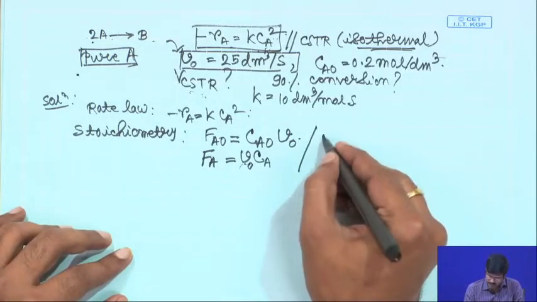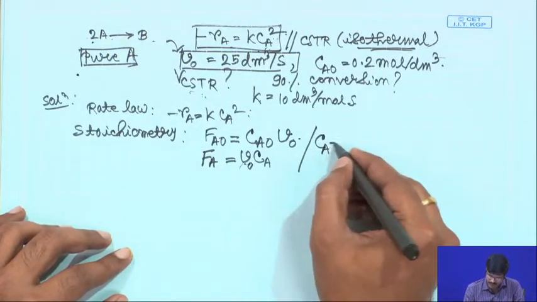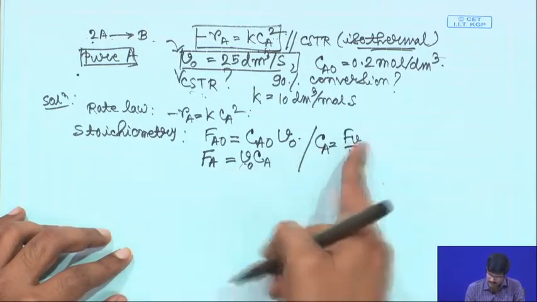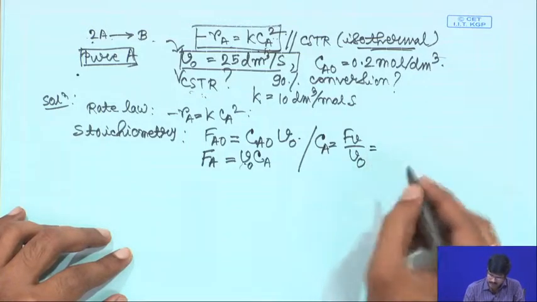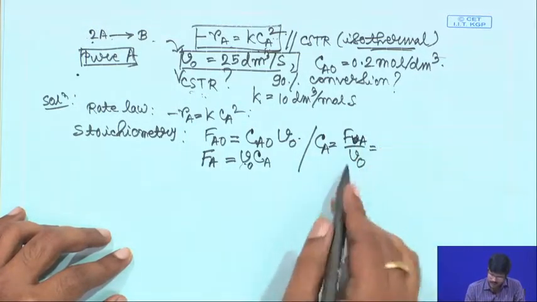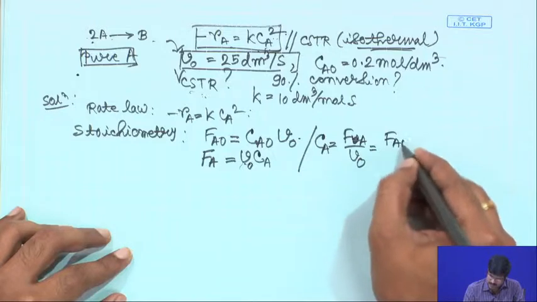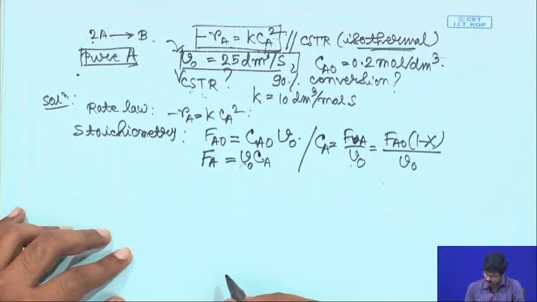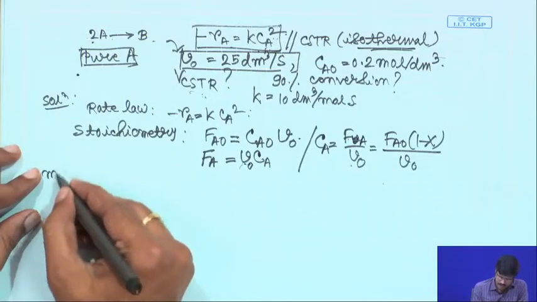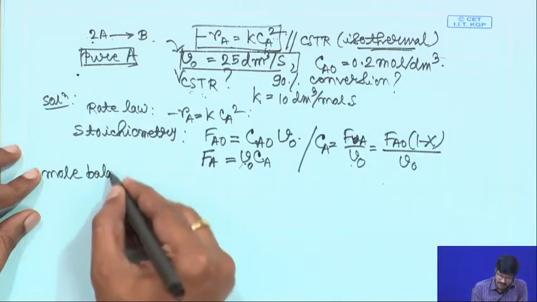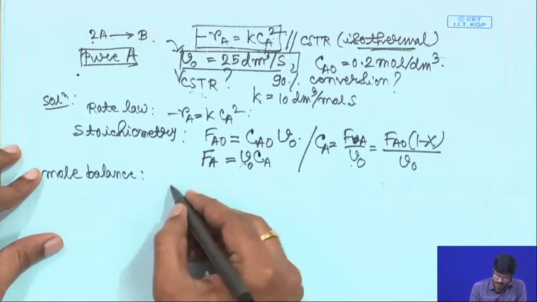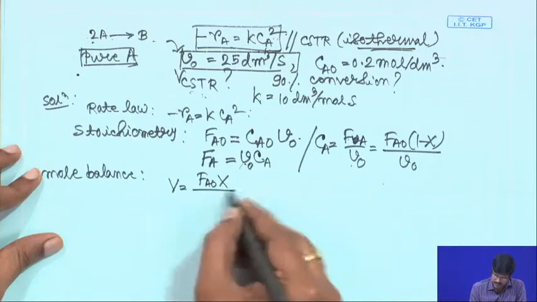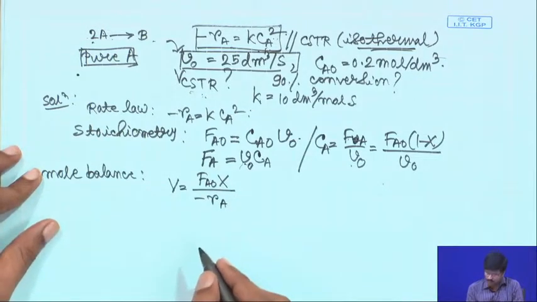Also, your CA, the concentration of A, is nothing but FA by v0. And FA is nothing but FA0 into 1 minus X, divided by v0. Now, you can write down the mole balance. If you write down the mole balance, what do you get? You get V equals FA0 into X divided by minus rA. This is the expression for V.